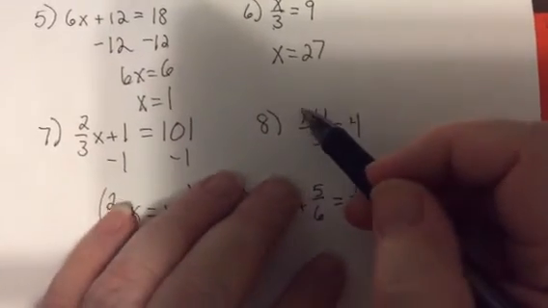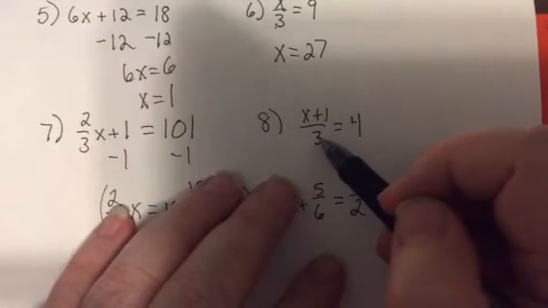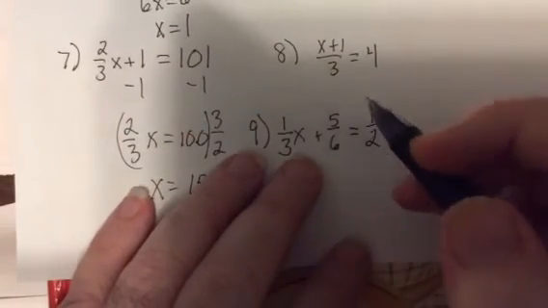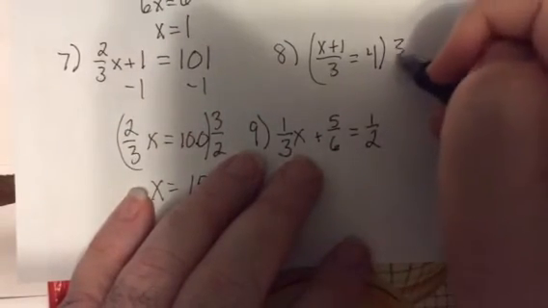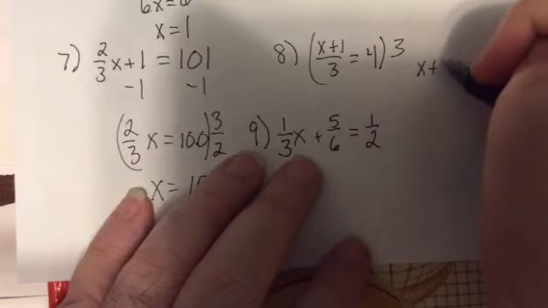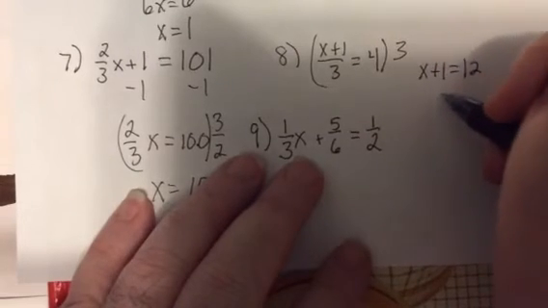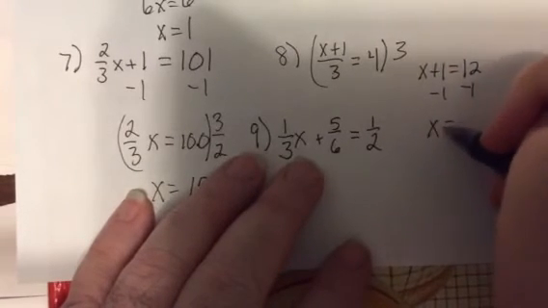Here, I have a bunch of stuff, a number underneath, so I'm going to multiply by that number to get rid of it. So let's multiply by 3. So x plus 1 equals 12. So subtract 1, x equals 11.